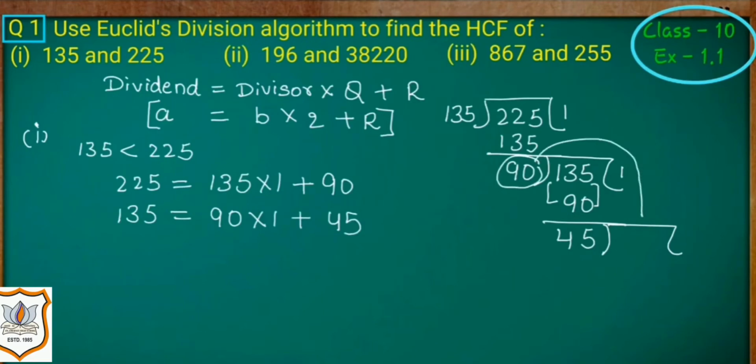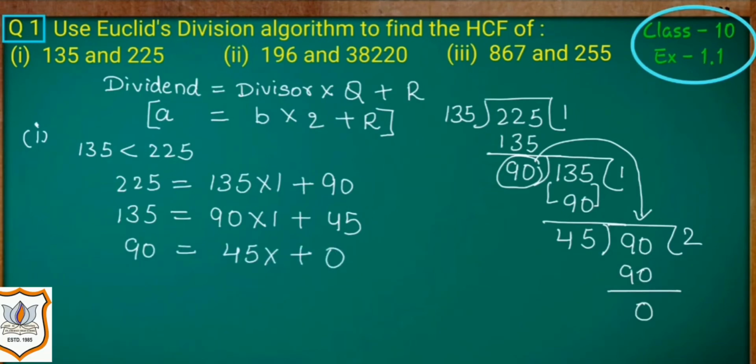Here 90 comes downside. So now we have to divide 90 by 45. We get q equals 2 and remainder equals 0. So I can write 90 equals 45 into 2 plus 0. So the HCF equals the last divisor, which means the HCF of 135 and 225 is 45. We have to divide again and again till we get a remainder equal to 0.